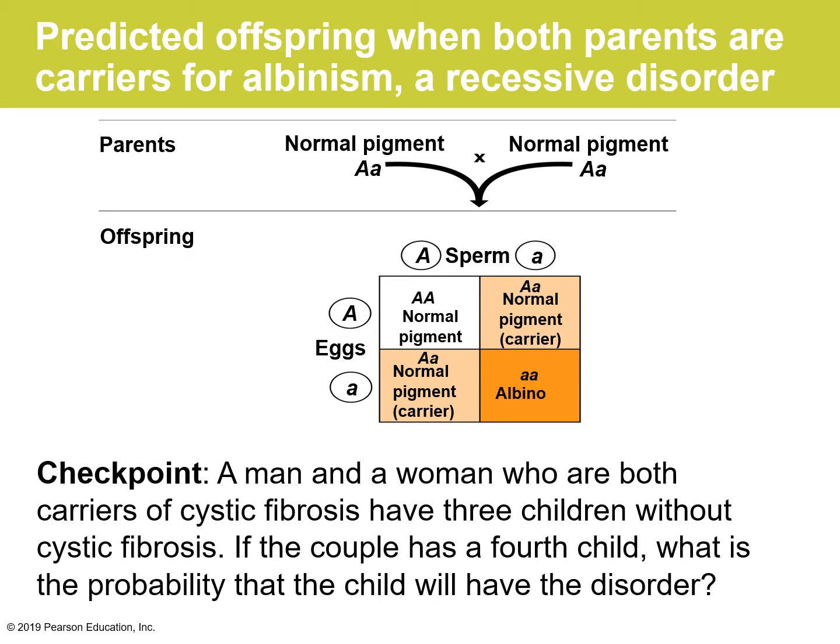This slide shows how to predict offspring when both parents are carriers for albinism or any other recessive genetic disorder. Now suppose two heterozygous carriers of albinism, that means an uppercase A and a lowercase a, have a child. What is the probability that the child will display albinism? As the Punnett square in this figure shows, each child of these two carriers has a 1/4 chance of inheriting two recessive alleles.